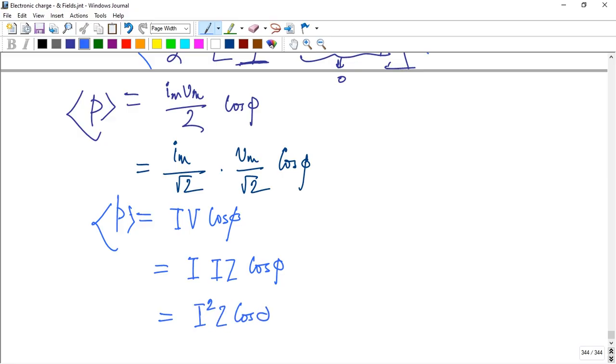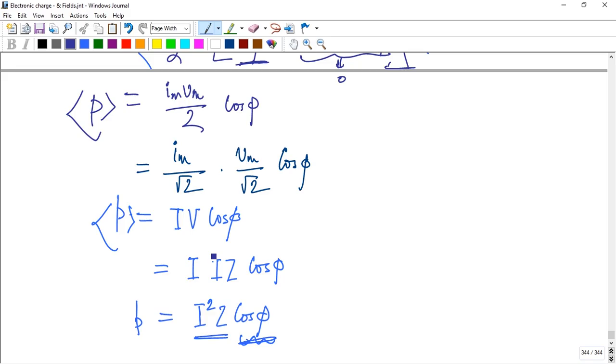And you see that very carefully, the power equals I square Z and another factor here, that is the cos phi factor. So the average power dissipated here not only depends on voltage and current. You see that very carefully, the average power not only depends on current and voltage, it also depends on the cos phi factor, the phase angle between them.